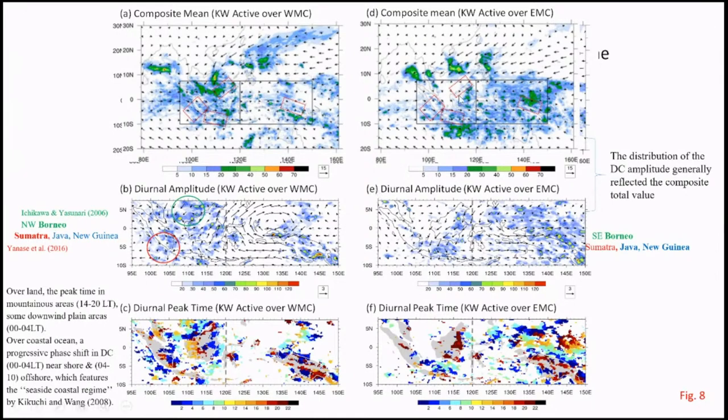So the first panel is very straightforward. We just divide the Kelvin waves. So when the Kelvin wave is active in the western part of the maritime continent, enclosed by this square here, the eastern part is suppressed. And then the next phase is when the Kelvin wave moves eastward, and the eastern box becomes convective, and the western box becomes suppressed. Okay, and then the second row figure shows the diurnal amplitude corresponding to this convective Kelvin wave phase.